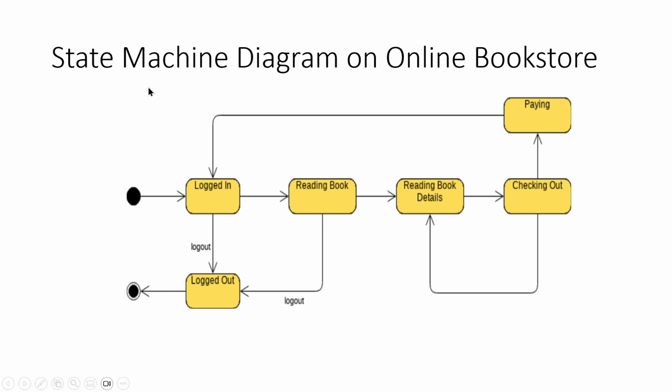As we can see here, the filled dot is the initial state, and this arrow is the transition to the next state, which is logged in. So from the initial state, the user is logged in to the system. He is reading a book. He is reading the book details, and if he likes that book, he will go and check out. And if he doesn't, he will read another book. After checking out, he will pay for that book, and after that, he will just log out and reach the final state. Whenever a user reaches a final state in the state diagram, that means the flow of the system is over and he cannot go any further.